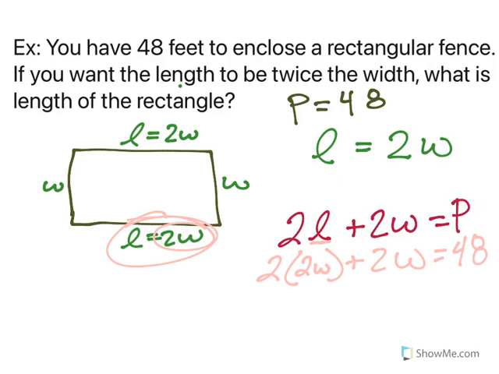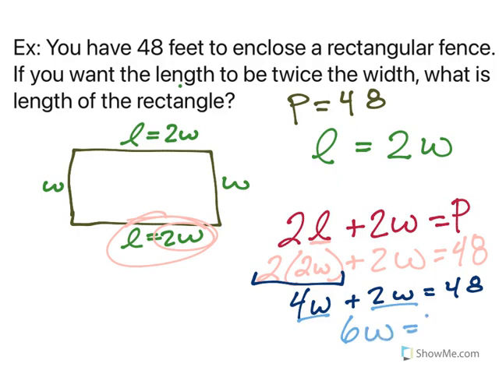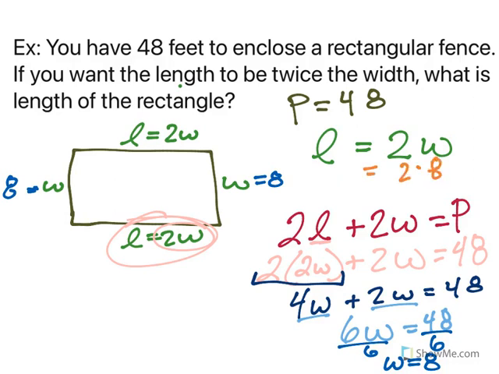So now I can say, okay, 2 times 2W is 4W. And I'm a big fan of just rewriting my entire formula. Now, 4W plus 2W is 6W. And if I divide both sides by 6, I find that the width of my rectangle is 8. So the width is 8. What does that make my length? Well, if I plug in 8 for W, 2 times 8 is 16. So that should give me a rectangle with a length of 16 and a width of 8.